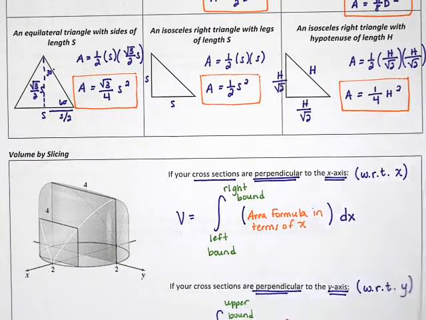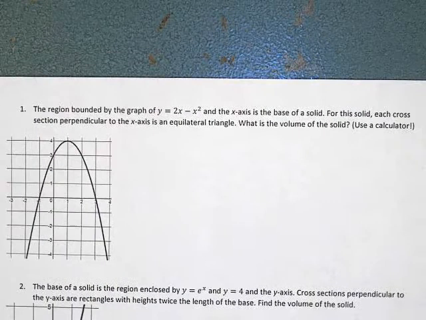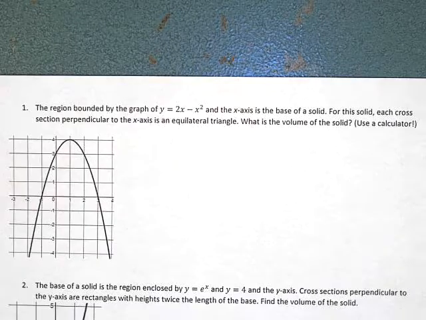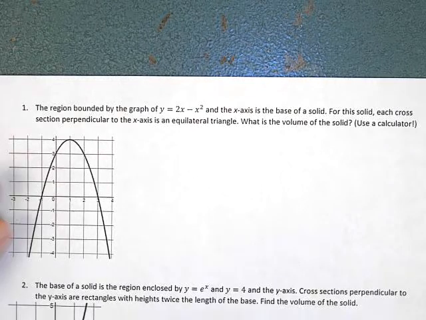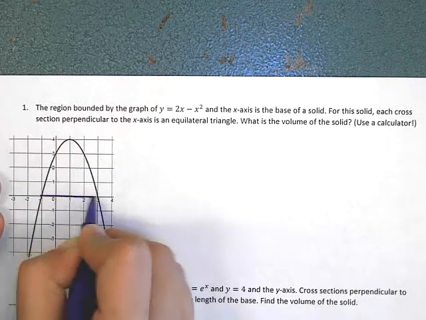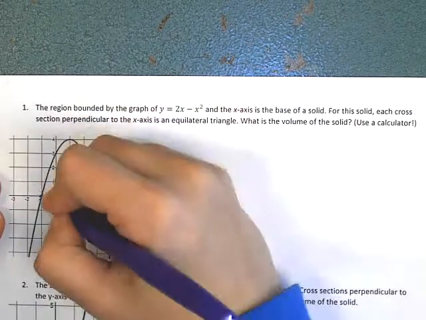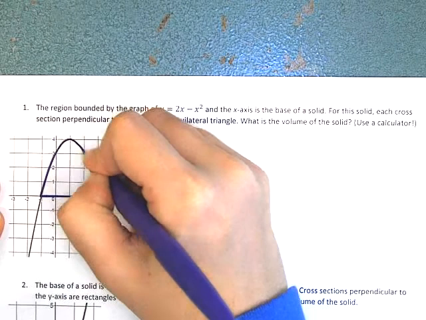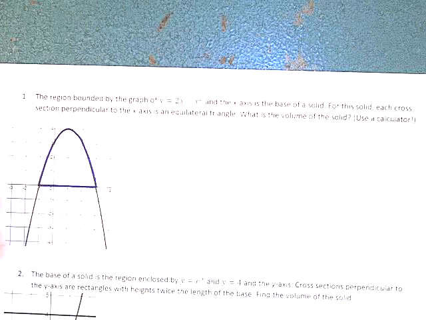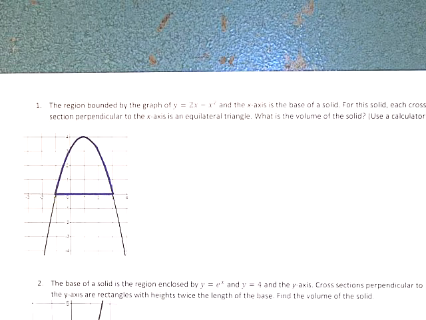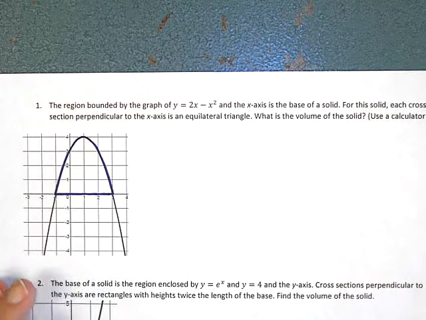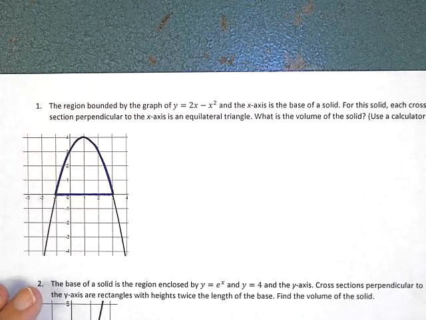So how would this look? How would you actually execute this moving forward? So problem number 1 says the region bounded by the graph of y equals 2x minus x squared and the x-axis is the base of a solid. So we're talking about this region bounded by the x-axis and this graph as being the base of the solid. So this is like an overhead view. For this solid, each cross-section perpendicular to the x-axis is an equilateral triangle.